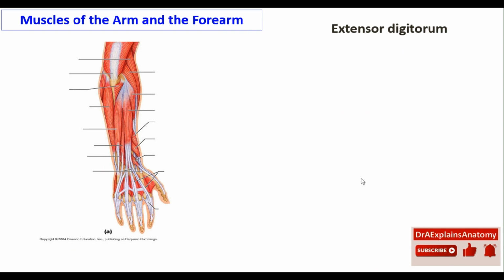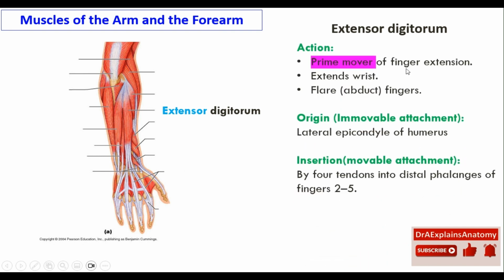Moving to the extensor digitorum muscle, extensor, it extends digitorum, the digits. This muscle is located on the posterior aspect of the forearm. Notice how the tendon runs over the wrist, and it is connected to the four fingers, except the thumb right here. Digitorum, the digital region, which are the fingers. Action, it is the prime mover of finger extension. It extends the wrist. It also abducts the fingers.